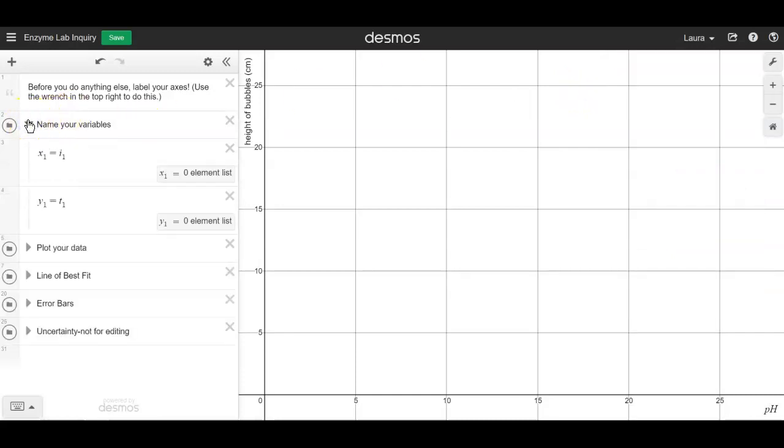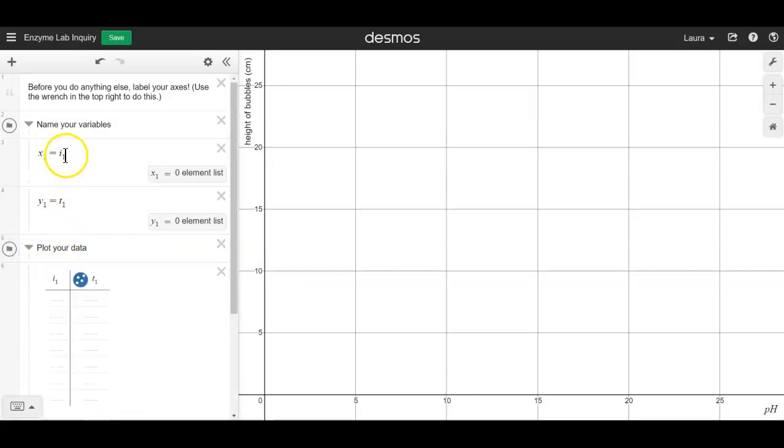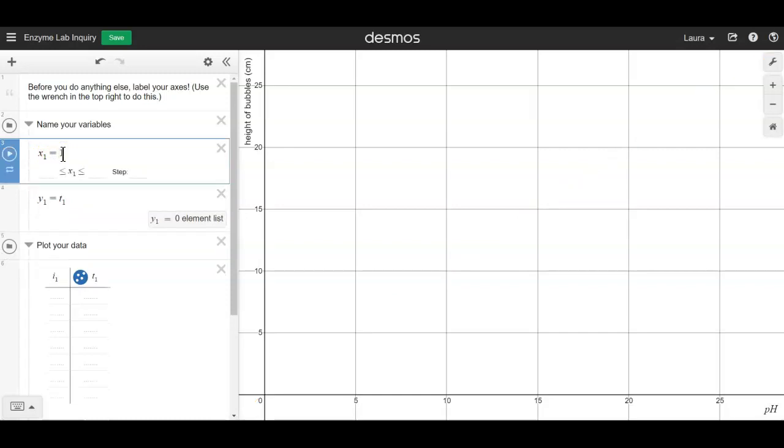Now we're going to name our variables. So this is just a Desmos thing. We just need to come up with a letter that we want to use for the variables on our x and y axes. So you can make it whatever you want, as long as you make sure that this variable here matches what's in your data table below. So on the x-axis we had pH, so I'm going to make it a P.